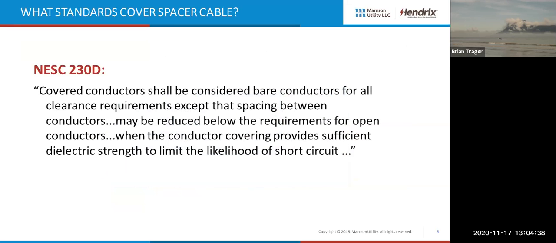And for those of you who have watched me make these presentations before, we always talk about what standards. National Electric Safety Code covers it for 49 out of the 50 states in the US. They say covered conductor shall be considered bare for all clearance requirements except that spacing between the conductors. And there's a few caveats, but we can reduce the phase-to-phase spacing quite small, and we can reduce the circuit-to-circuit phasing.